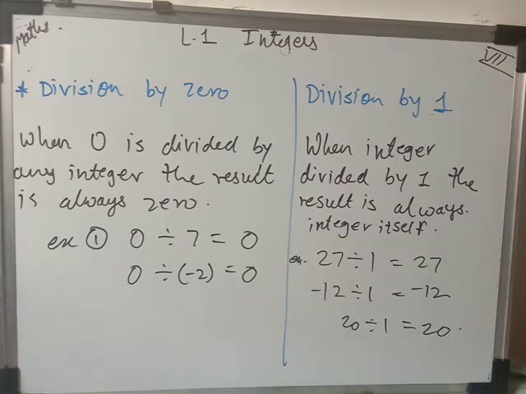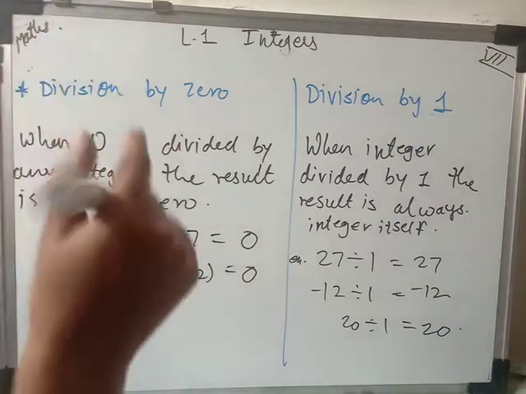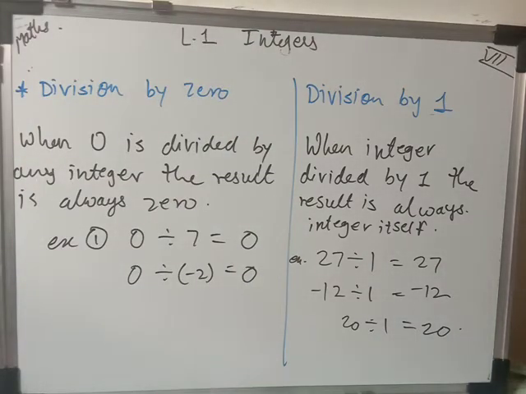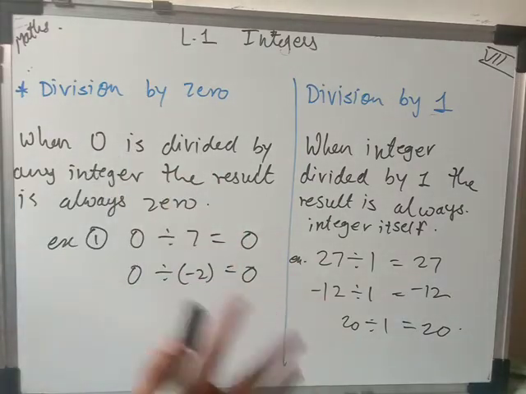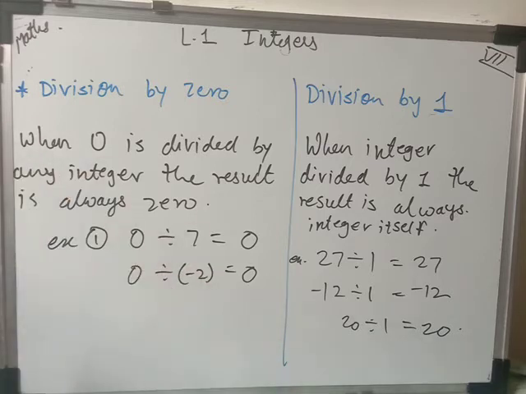So here we have learned 2 things. When 0 is divided by any integer, the result is 0. When you are dividing any integer by 1, the result is always the integer itself, the same integer. Whatever integer you are taking, the quotient will be that same integer. Okay, so here we have finished. We have seen what things you have to remember when you are dividing integers, the properties, and how to divide integers by 0 and 1. Now, on the basis of all these things, we are going to solve exercise 1.4.